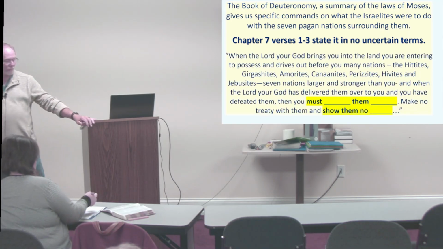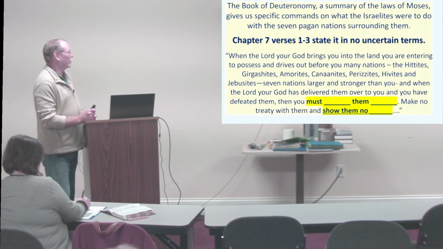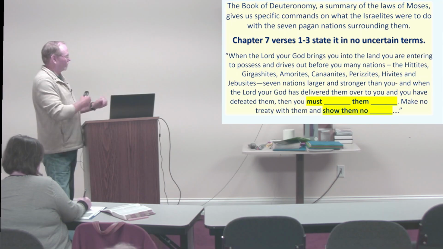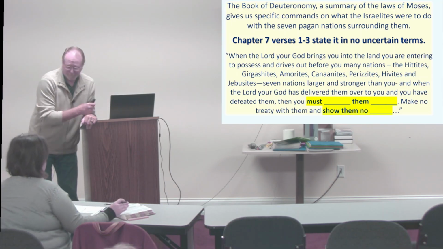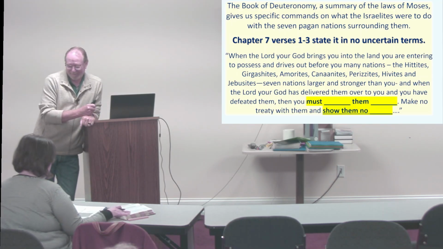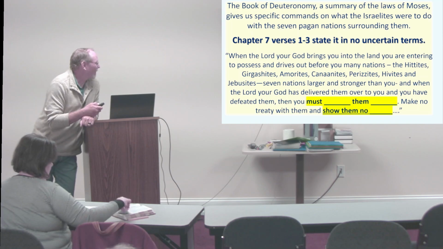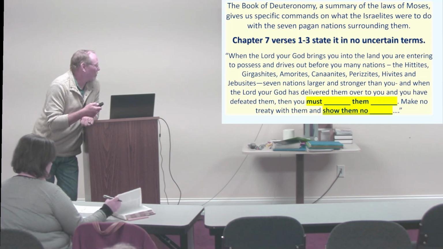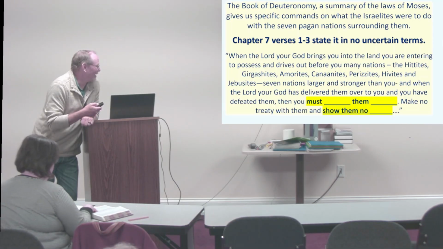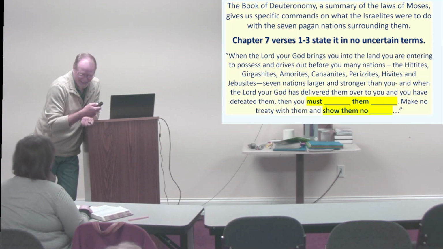The Lord your God brings you into the land you are entering to possess and drives out before you many nations, Hittites, Girgashites, Amorites, Canaanites, Perizzites, Hivites, and the Jebusites, 7 nations larger and stronger than you, and when the Lord your God has delivered them over to you and you have defeated them, then you must blank them blank, make no treaty with them, and show them no blank.